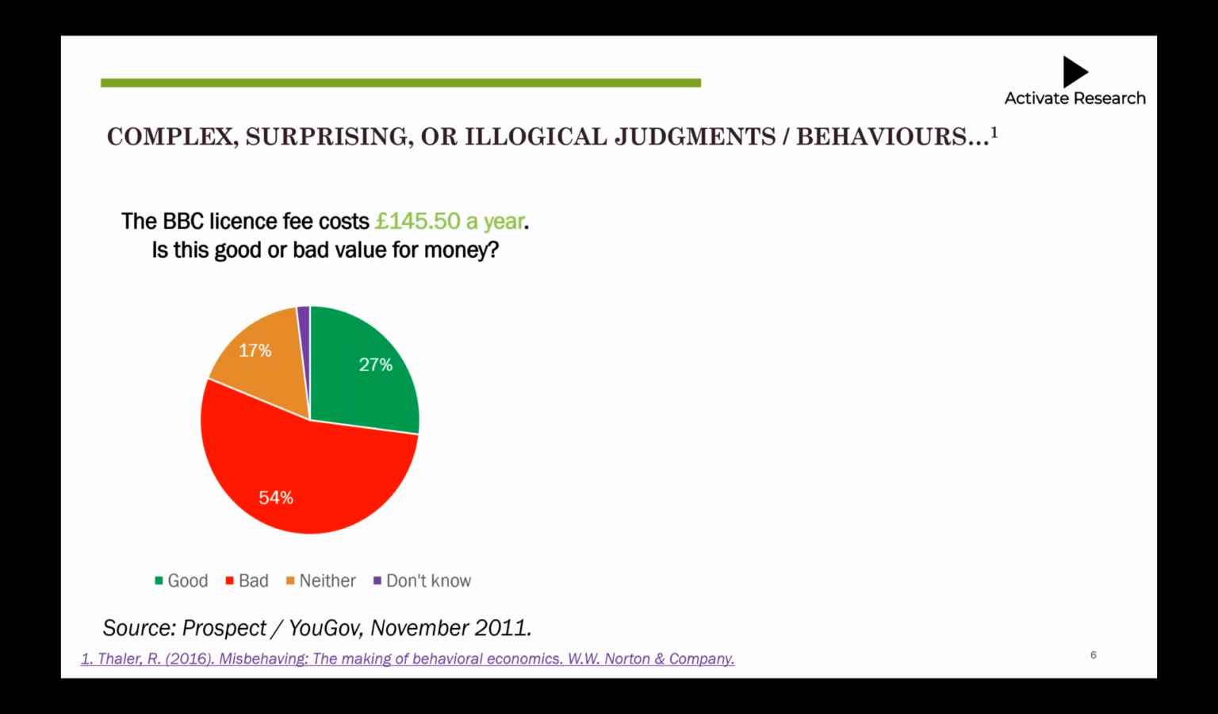First of all, they asked a NatRep sample of 2,000 people: the BBC licence fee costs £145.50 a year. Is this good or bad value for money? And as we can see on the left-hand side, around about 1 in 4 said it's good value for money. Pretty much exactly twice that, just over half, said it's bad value for money, and the remaining 19% are sitting on the fence.